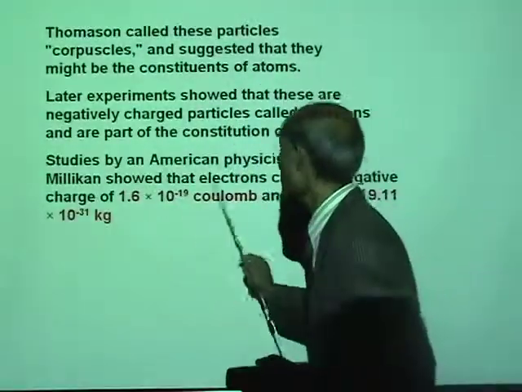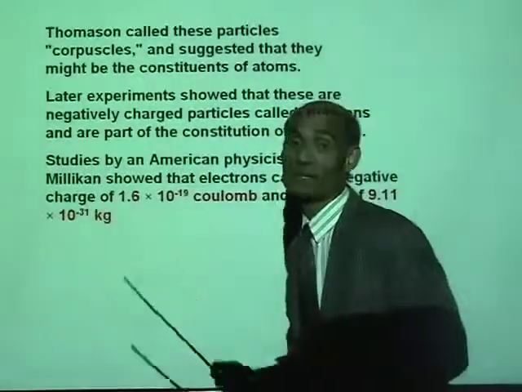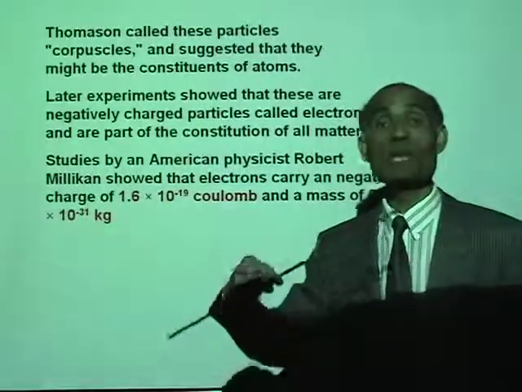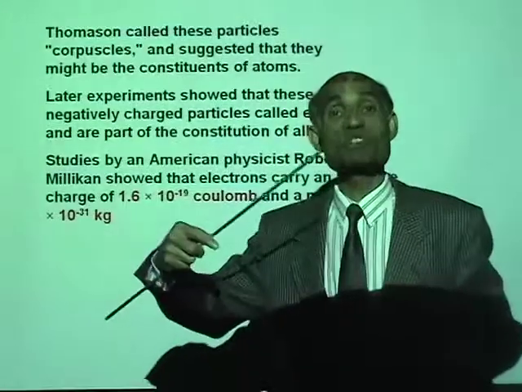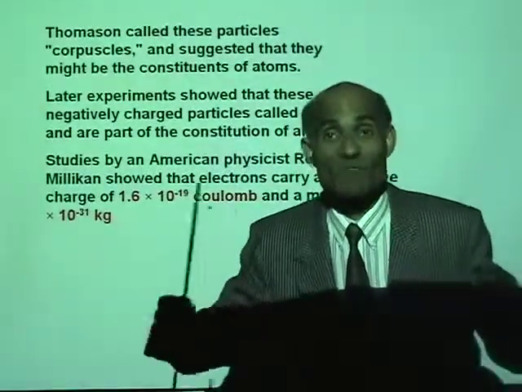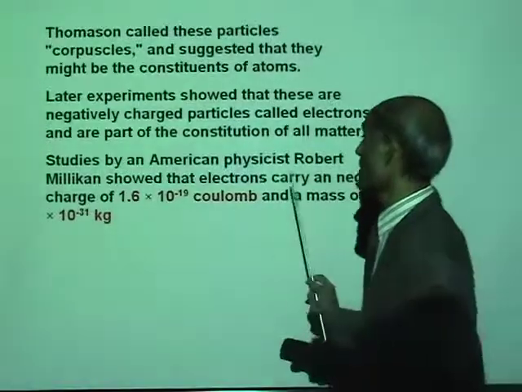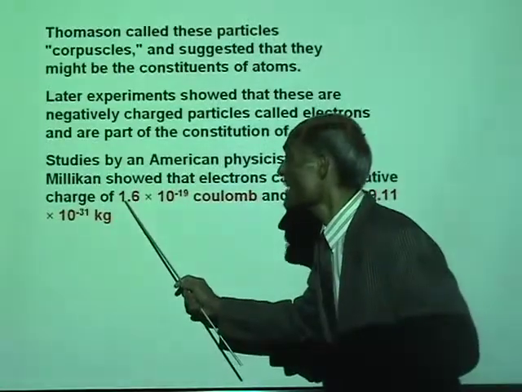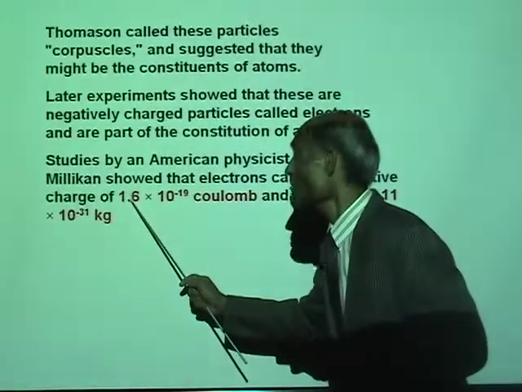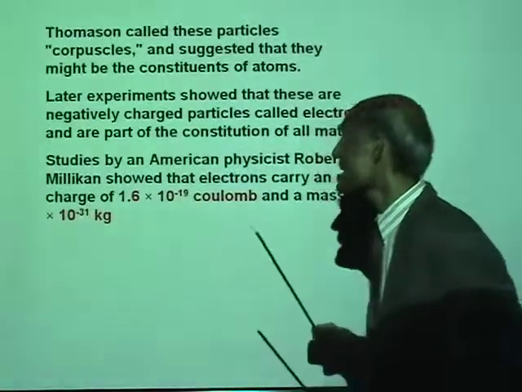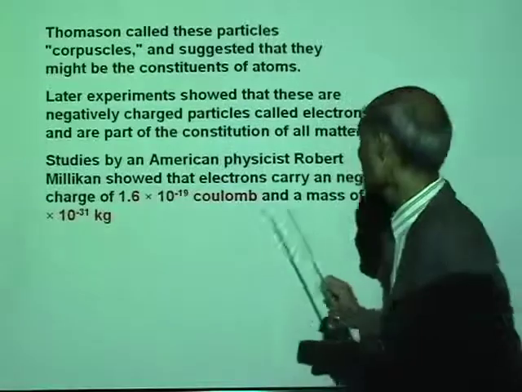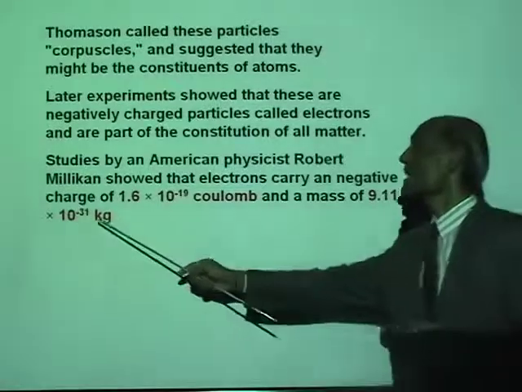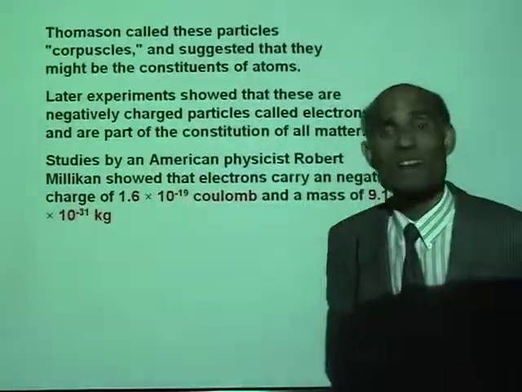Now, studies by an American physicist, Robert Millikan. Millikan did a lot of studies on these mysterious rays. He measured the mass, he measured the electric charge. You see, a lot of experiments were conducted by Millikan. He measured the charge of these electrons, and he found that they carry an electric charge of 1.6 times 10 to the negative 19 coulomb. And each of these particles has a mass of 9.11 times 10 to the negative 31 kilogram.